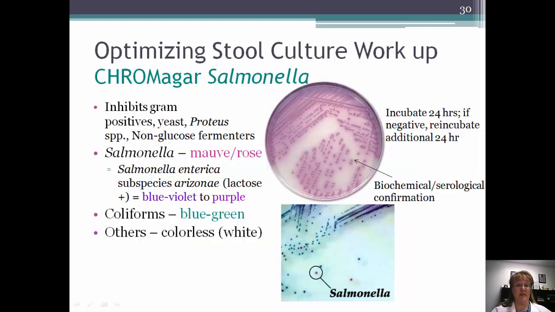So what are some other options that will allow us to optimize our workup? And I would suggest the use of chromogenic media. CHROMagar Salmonella is an example. It's a selective and differential media. Salmonella on this particular media is this very nice mauve color. And coliforms usually are either blue or green, or in some cases, other organisms are white.